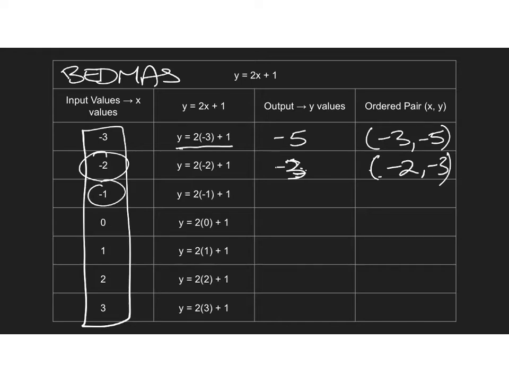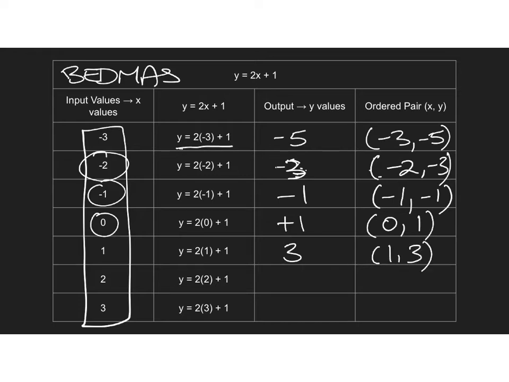Our next one is negative 1. So 2 times negative 1 is negative 2 plus 1 is negative 1. So our ordered pair is negative 1, negative 1. The next one, we choose our input value of 0. So 2 times 0 is 0 plus 1 is positive 1. So our ordered pair is 0 and positive 1. Next one, 2 times 1 is 2 plus 1 is 3. So our ordered pair is 1, 3.